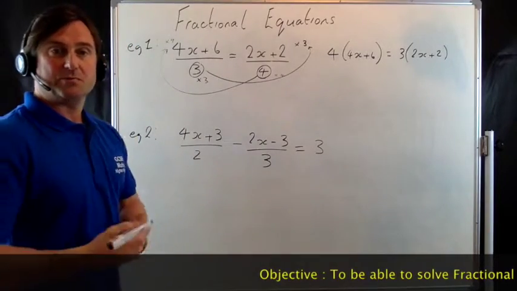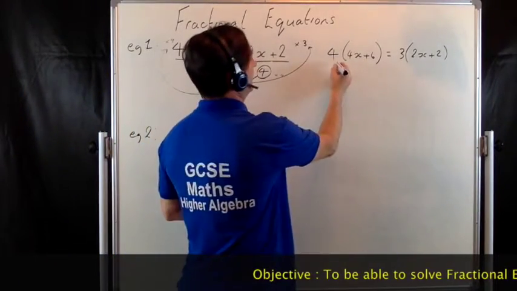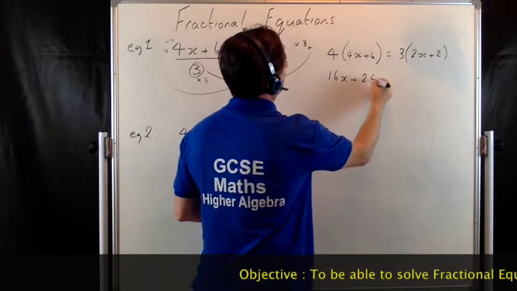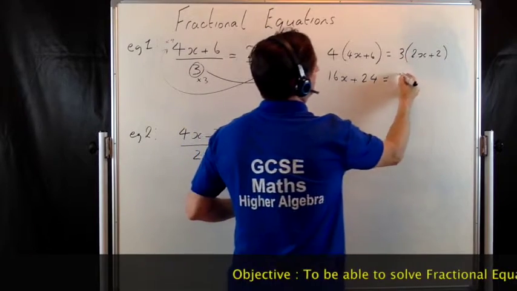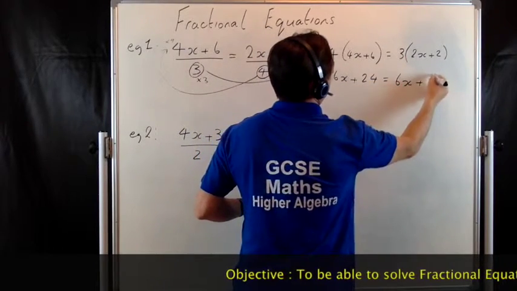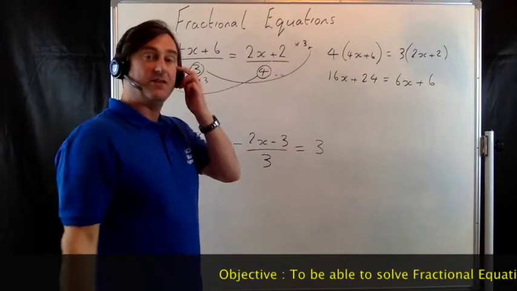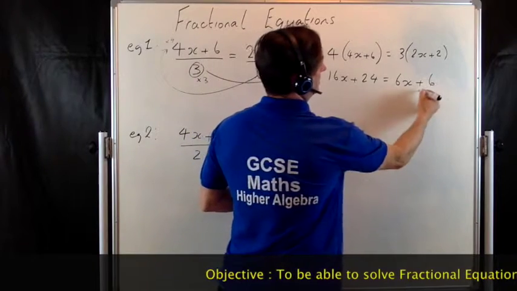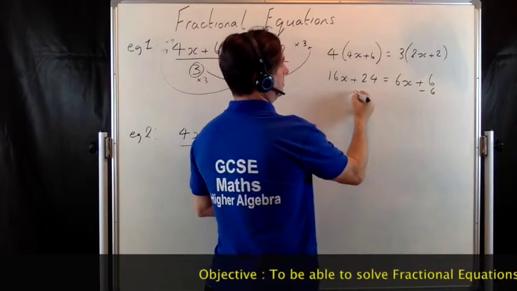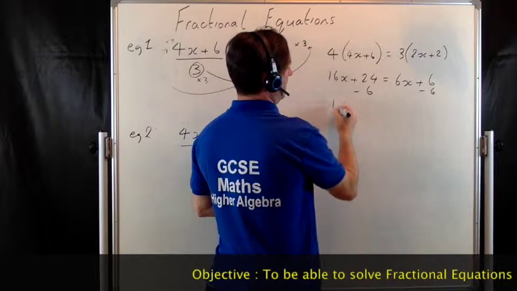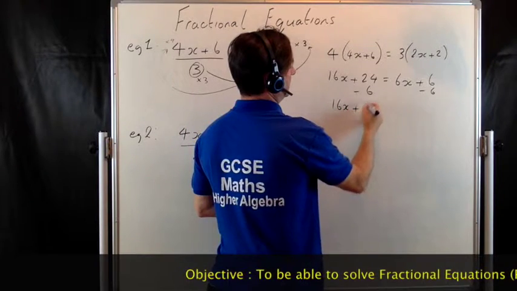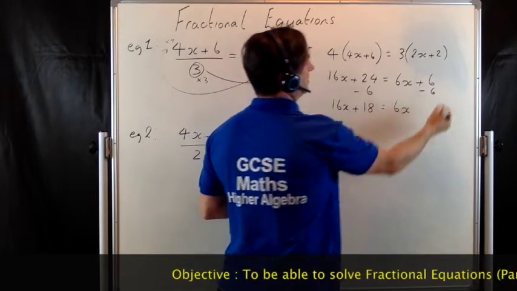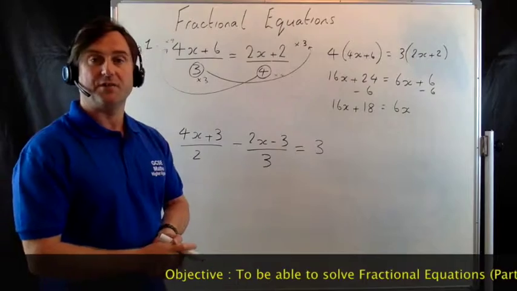Now it's simply a case of multiplying out these brackets. So if I multiply out the brackets, I get 16x plus 24, and that's going to equal 6x plus 6. I've now got an equation that I can solve. Look for the smallest number on its own, which is the 6. Take it away. Whatever I do to one side, I must do to the other side. I'm now left with 16x plus 18, and that's just equal to 6x now because the 6 has been taken away, so you're left with nothing.